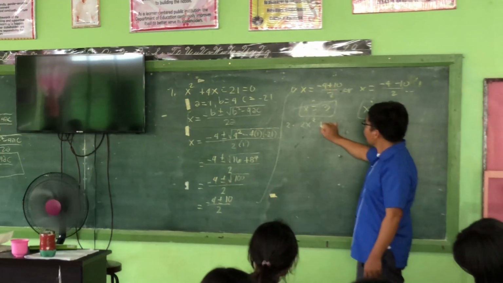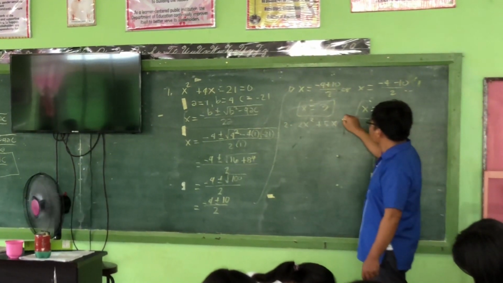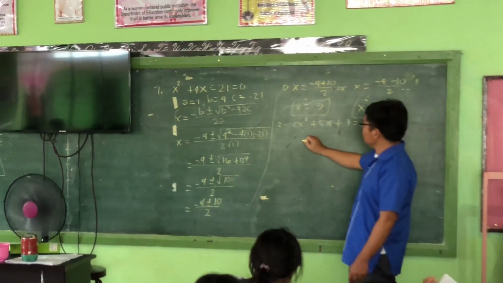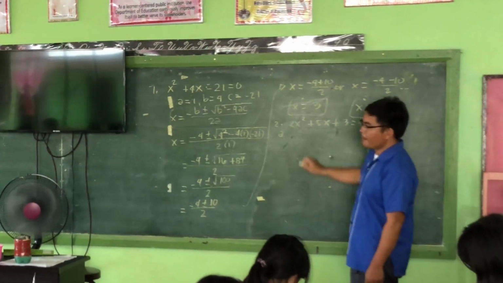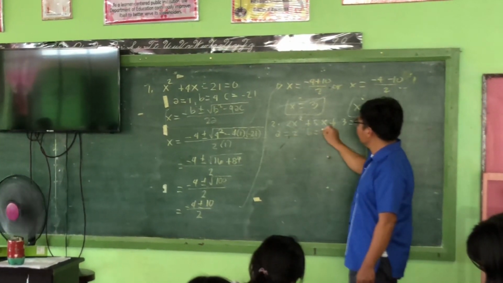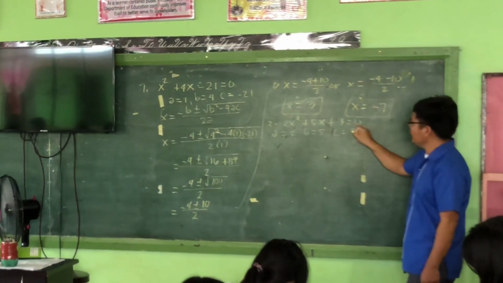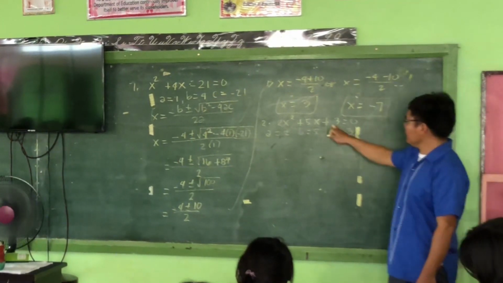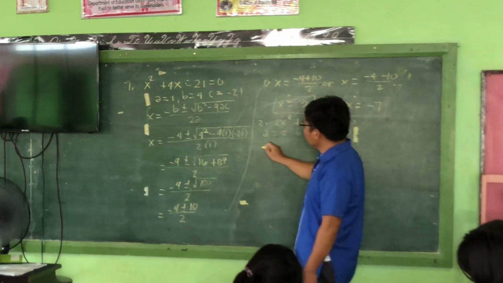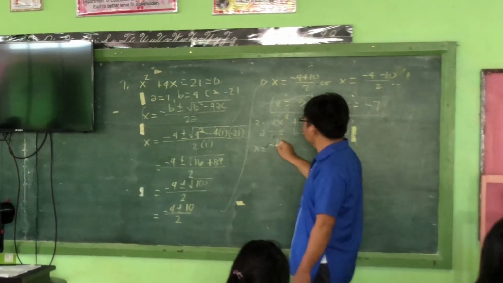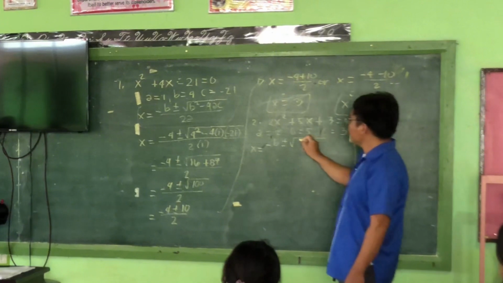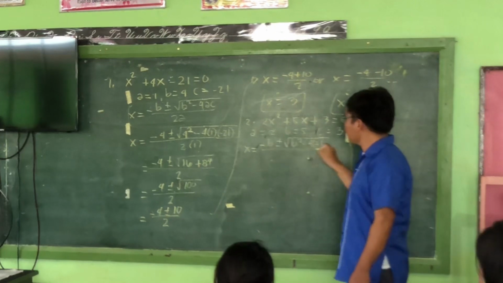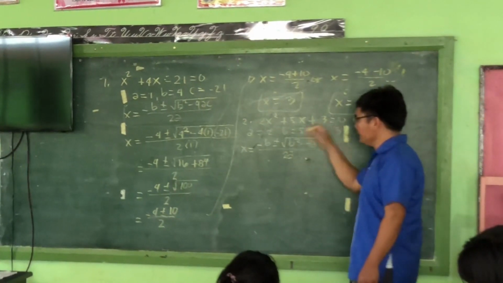2x squared plus 5x plus 3 equals 0. Solve this one by using the quadratic formula. What is the value of A? 2. B? 5. C? Plus 3. So using the quadratic formula, x is equal to negative B plus or minus the square root of B squared minus 4AC, over 2A.